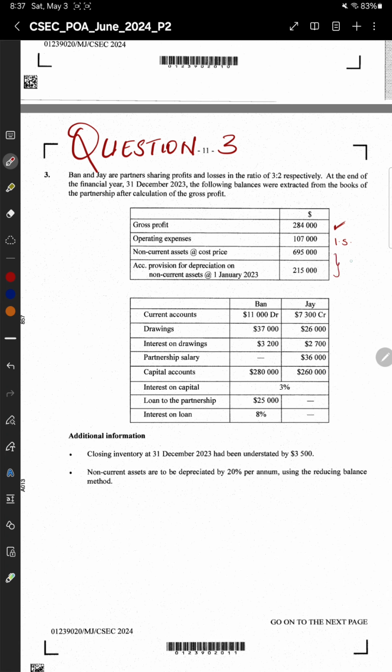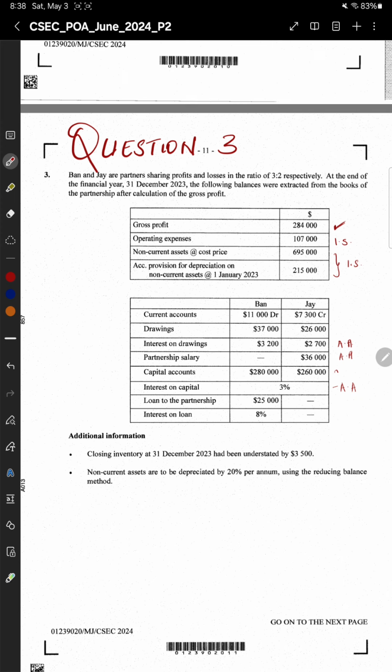So let me just put income statement. It's not really income statement though. It's the balance sheet, but it has to be used for the calculation purpose of the depreciation. Current account. This will go in the current account. Drawings. This will also go in the current account. Interest on drawings. This will go in the appropriation account. Partnership salary. Appropriation account. Capital accounts, this is not going to go in the appropriation account, but the interest on capital will be going in the appropriation account.